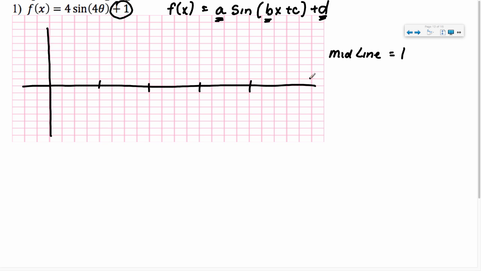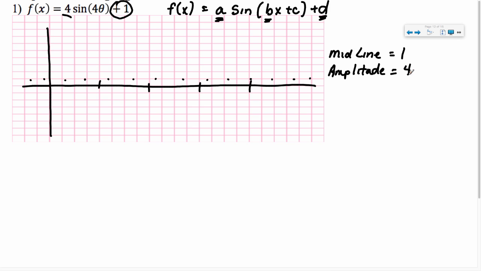I'm going to put a midline just with dots so I can see what it looks like without actually drawing another axis. I want to know my high, low, and amplitude. So let's find my amplitude. That's A, which is 4.